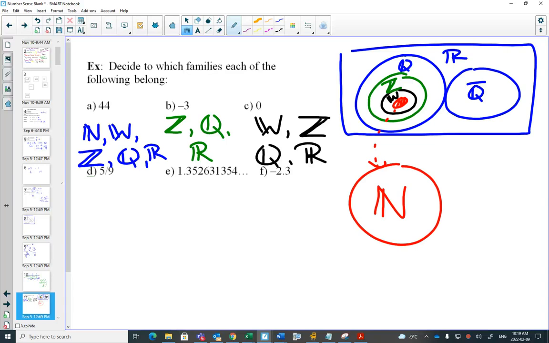5/9. What's the smallest one it belongs to? Rationals, because it's not an integer. And then that would also mean it's a real. 1.352631354... Irrational, no repeating that we can see. Also a real number.